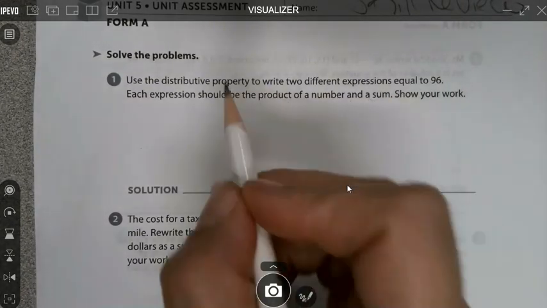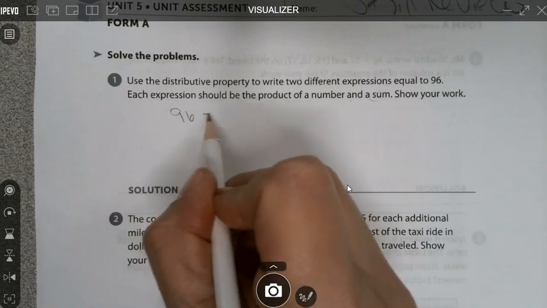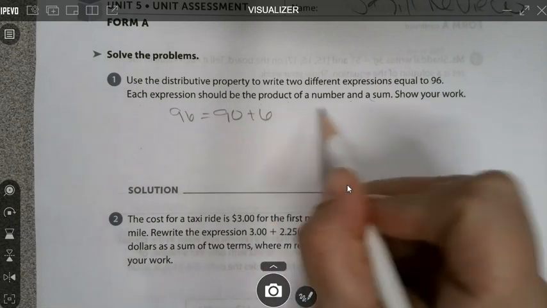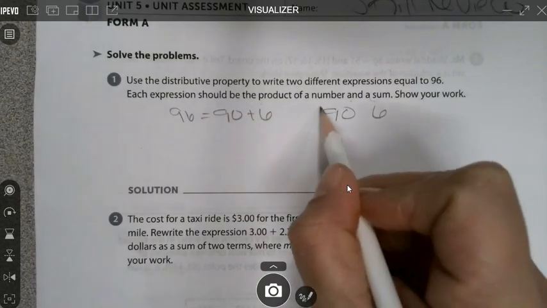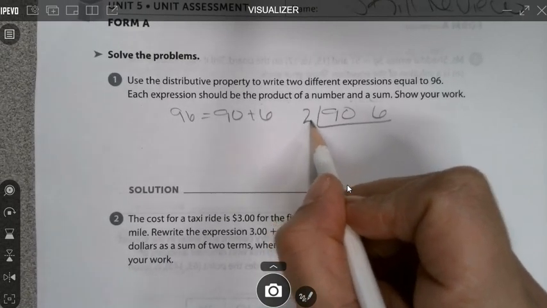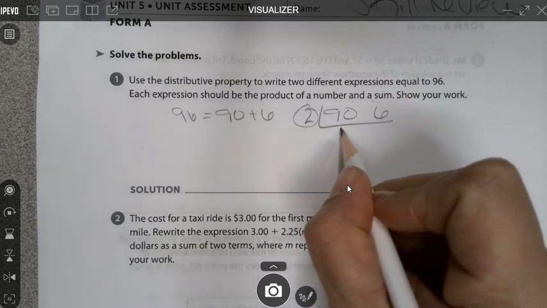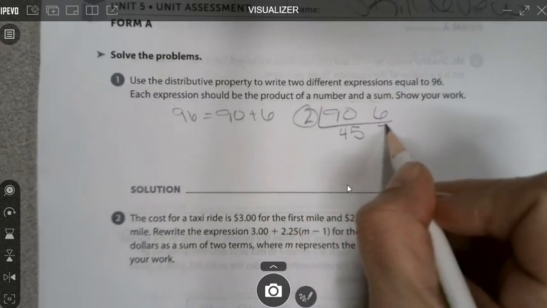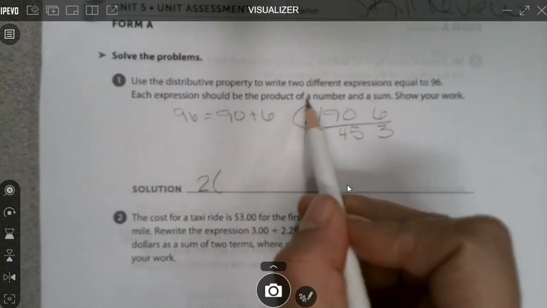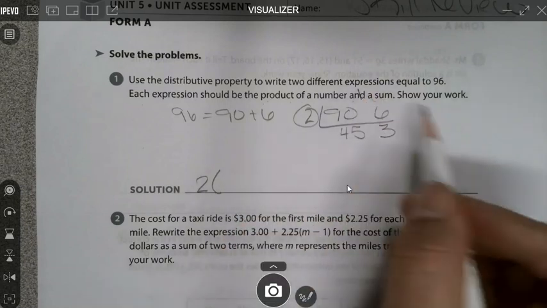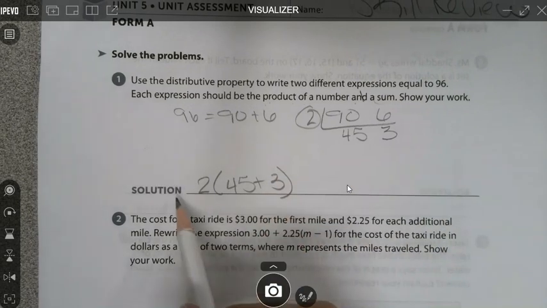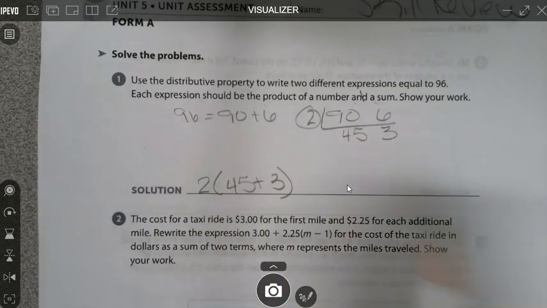So let's make it easy. 90 plus 6. Pull out your greatest common factor. Or a factor, it doesn't even have to be your greatest common factor. Pull out the factor maybe 2. That would leave you with 45 and 3. So here's one. You have 2 times, because it's the product of a number and a sum. So 45 plus 3, that would be one distributive property.